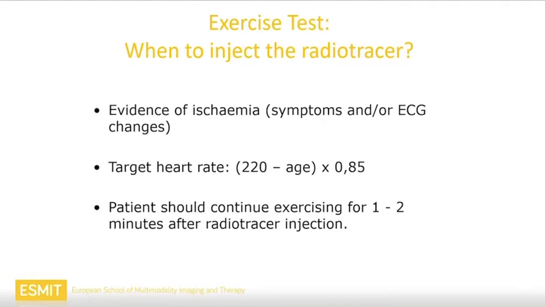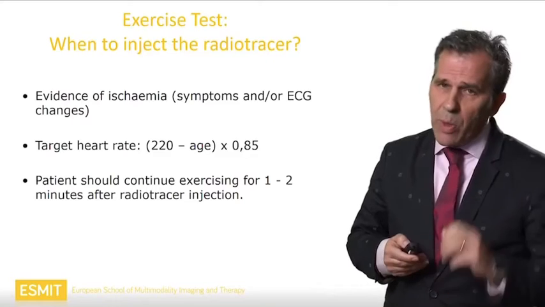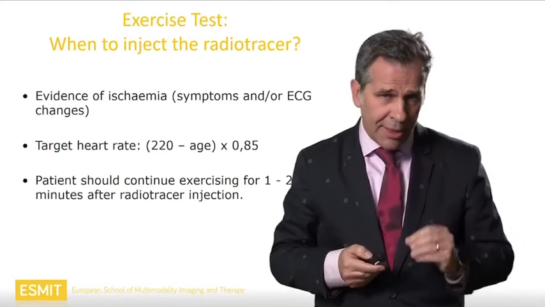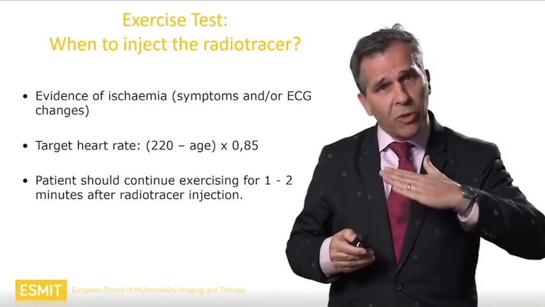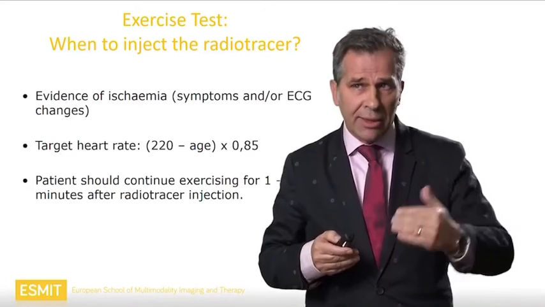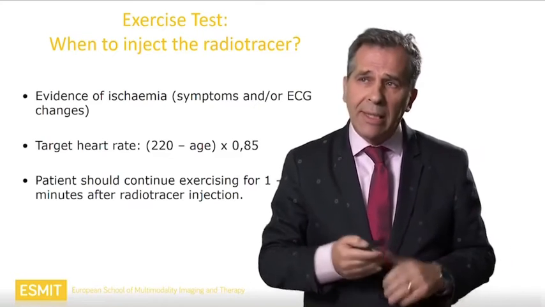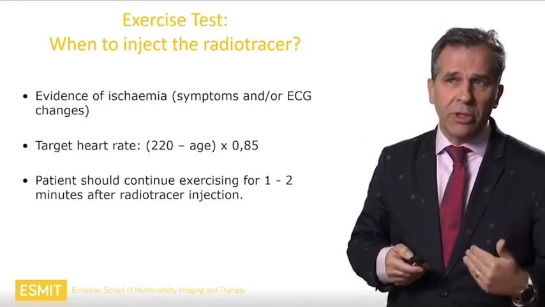When to inject the tracer? In fact, it's just exercise coupled to nuclear medicine. This is when we can observe evidence of ischemia, chest pain, for example, symptoms, or some abnormalities on ECG. And for some patients, we have a target heart rate, which is very important because we have what we call an ischemia cutoff, which is 85% of the target heart rate. Then, the patient should continue exercising for at least 1 or 2 minutes after radiotracer injection.